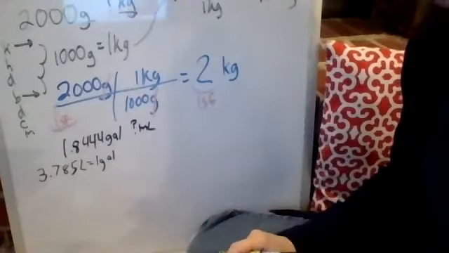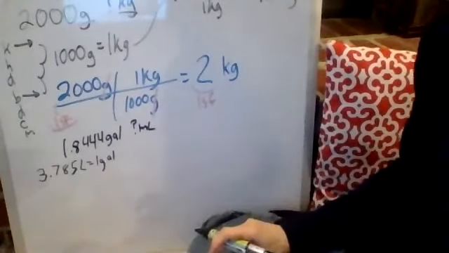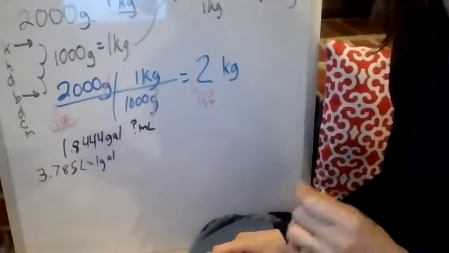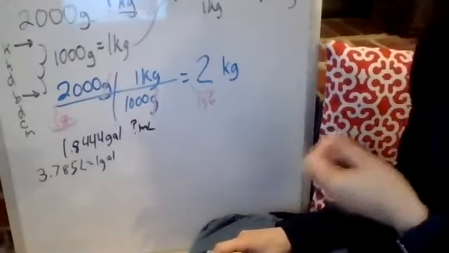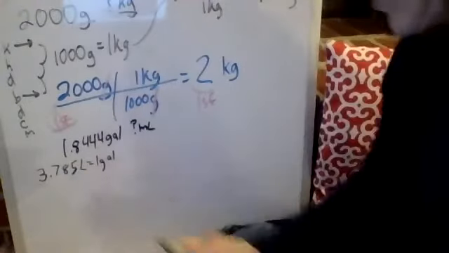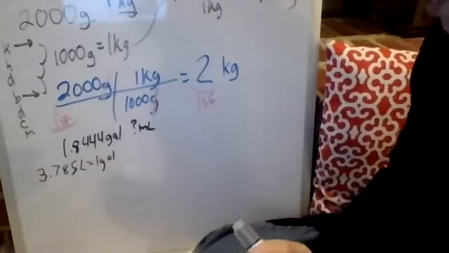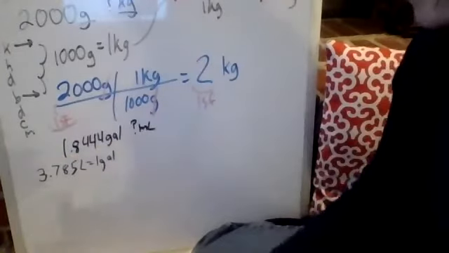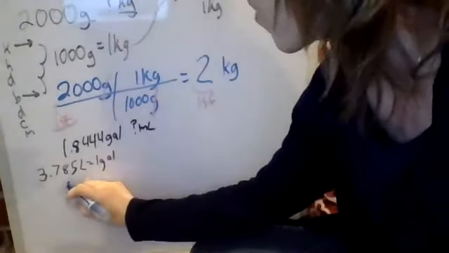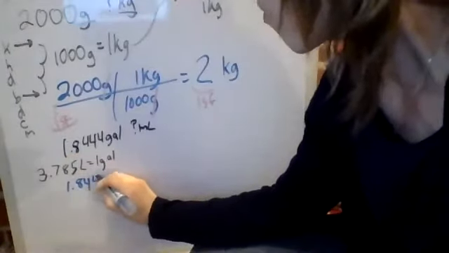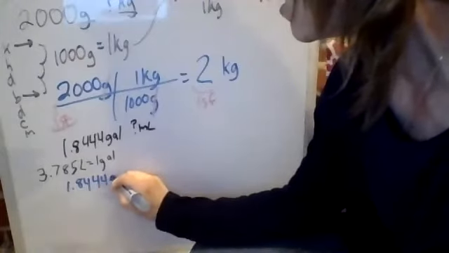Okay. Now in this problem, we're going to show you how you can actually stack conversion factors, which means you can put more than one conversion factor in the same problem in order to get to the answer that you need. Okay. So we're going to start off with the thing that's not a conversion factor. So that's basically our starting number there. It's 1.8444 gallons.